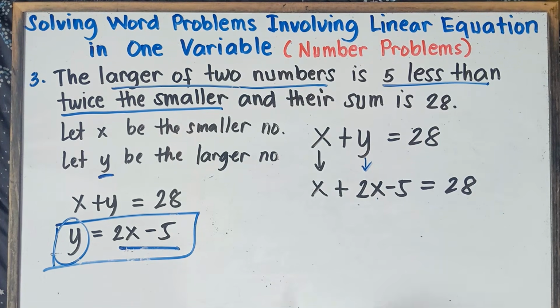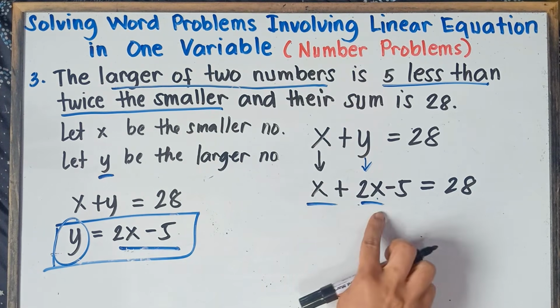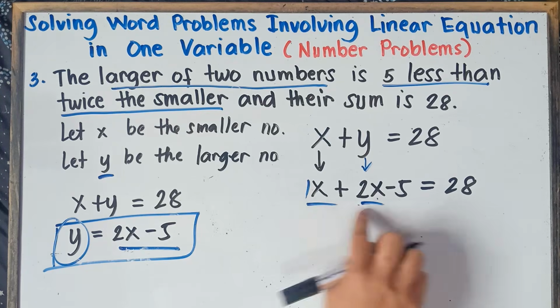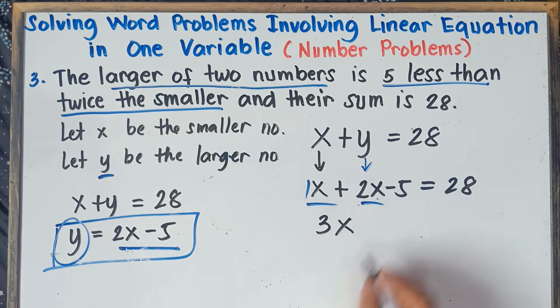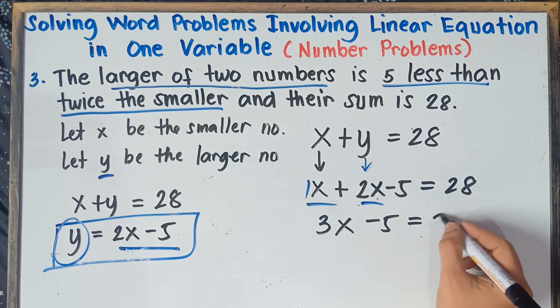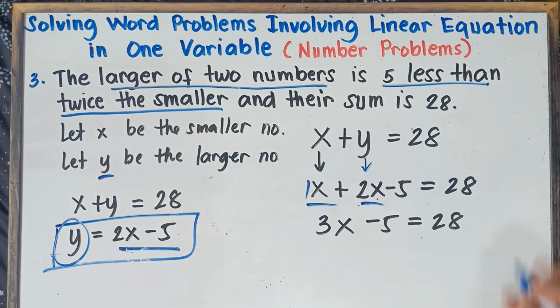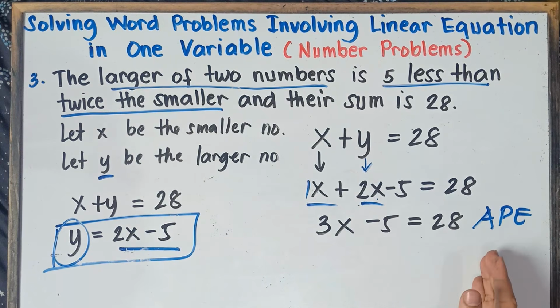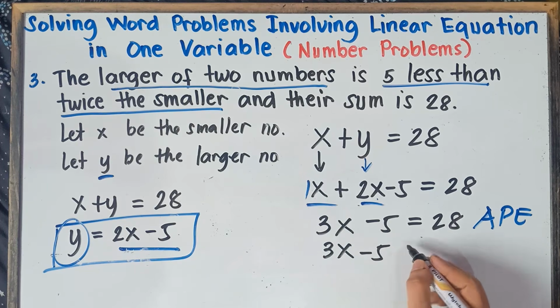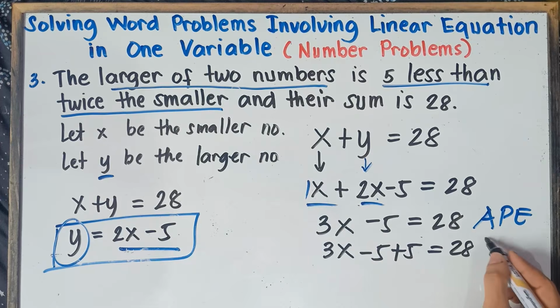Alright, and then simply combine this one. x plus 2x. Understood that there's 1 here, so 1 plus 2, that would be 3. Simply copy x, copy minus 5, and then equals 28. To get the value of x, what do we need to do, class? That's correct. We need to apply the addition property of equality. We can add both sides by 5. So this will be 3x minus 5 plus 5 equals 28 plus 5.